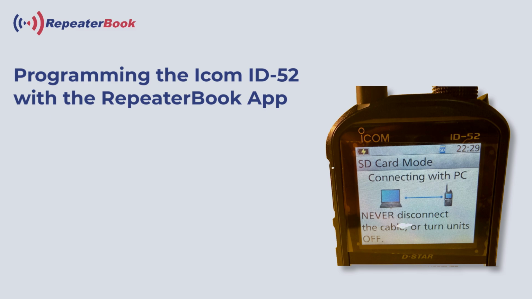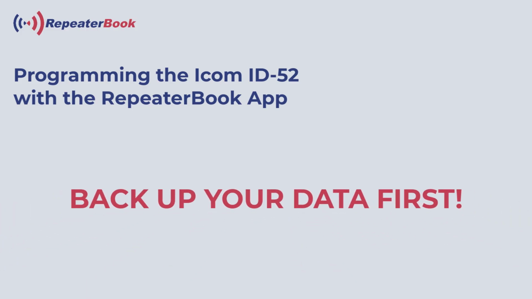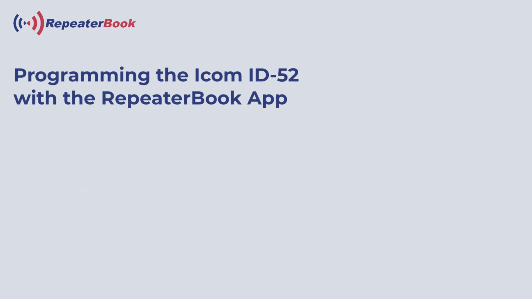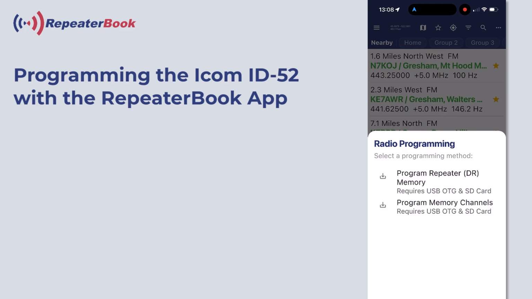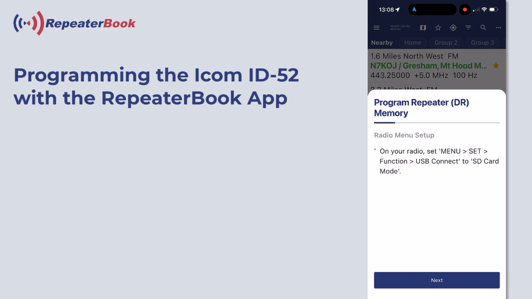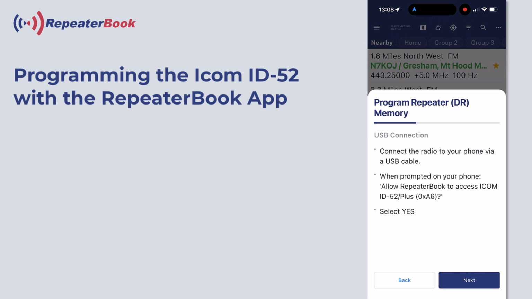Before importing new data, consider backing up the radio's existing settings and repeater list. Importing a new repeater list replaces the list currently stored in the radio, including repeaters that may have been added manually. The RepeaterBook app provides instructions throughout the process. The video will show you what each step looks like in the app, on the radio, and in the iOS files browser.